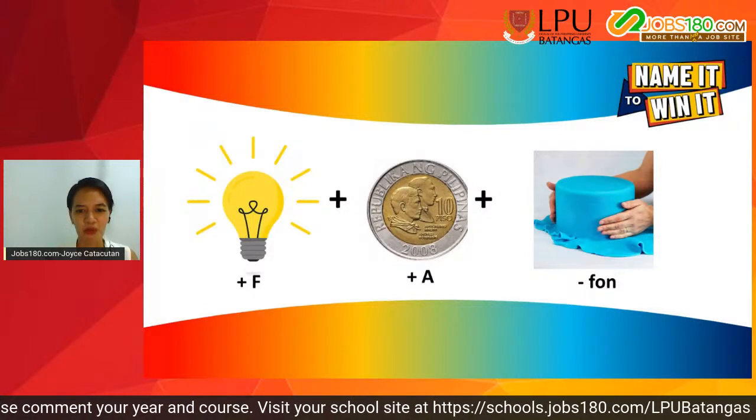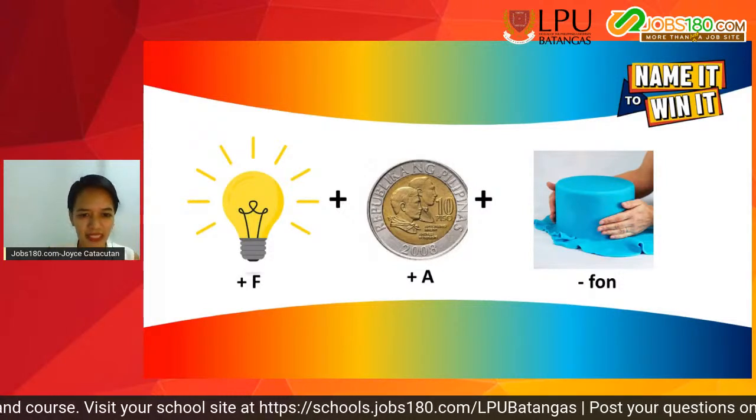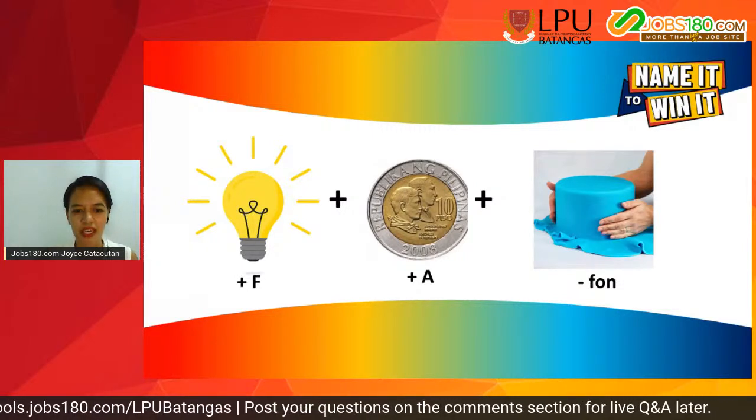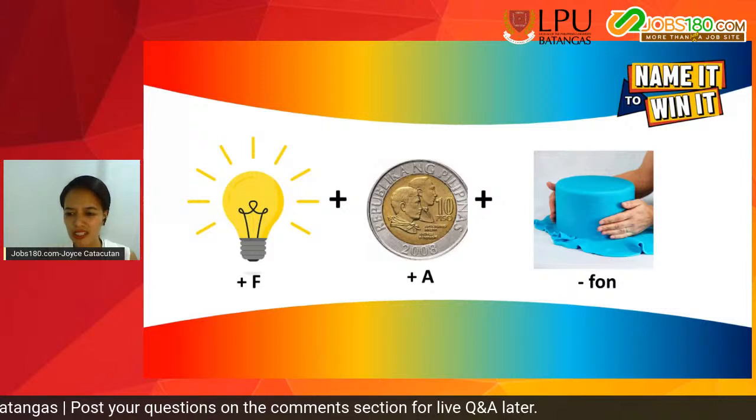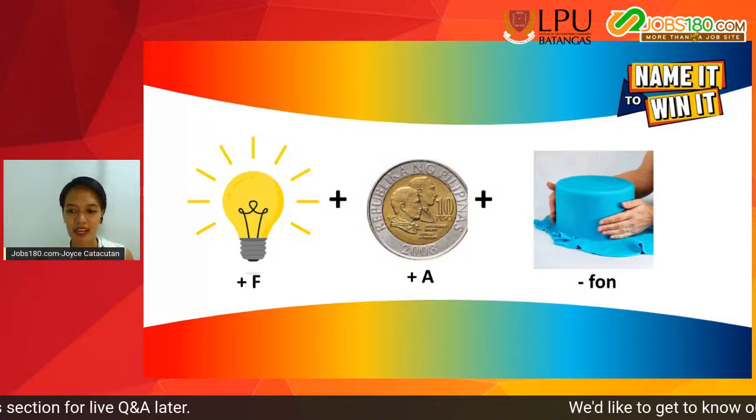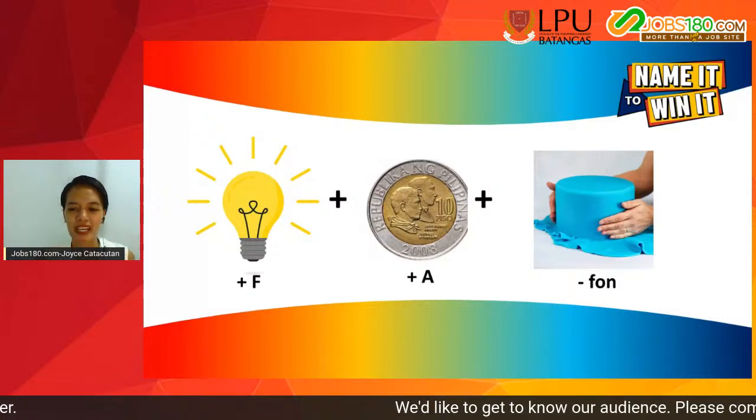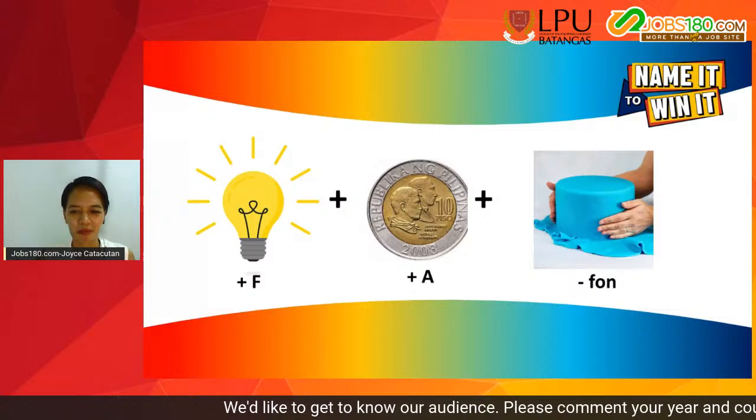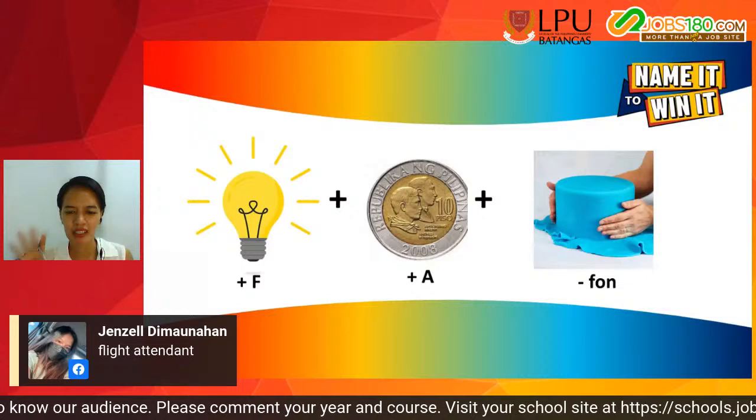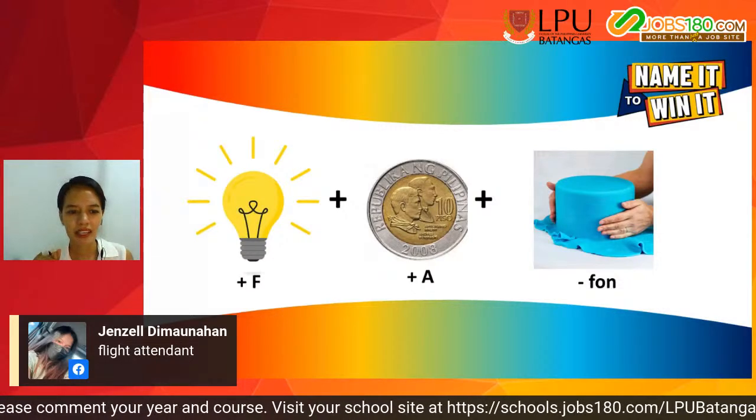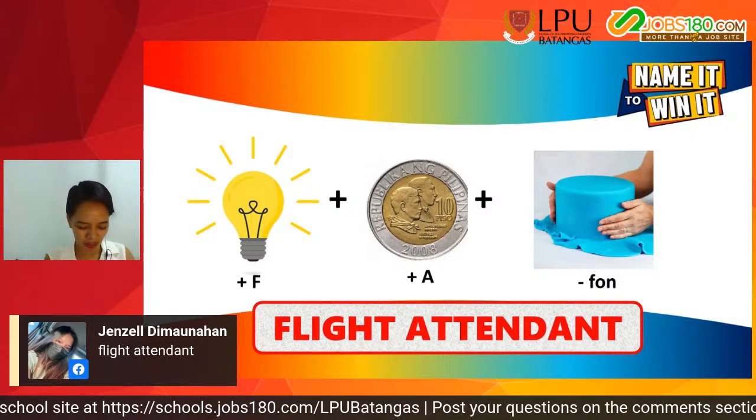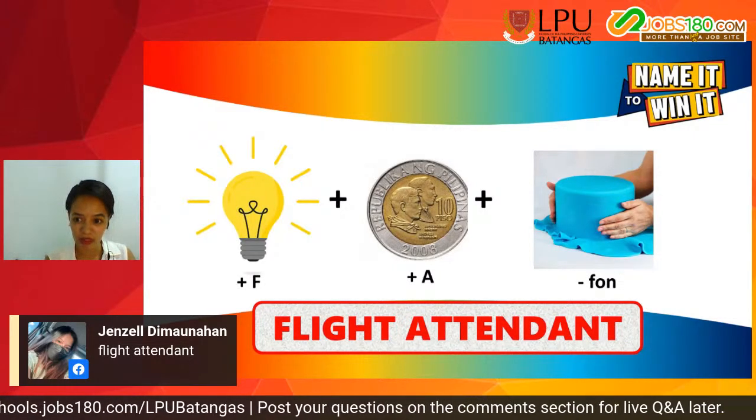Okay. So for our first, ayan, meron tayong picture ng bulb or light. We also have a 10 peso coin and cake ba to? Ayan. Yung una pong makakahula ng tamang sagot ay may naghihintay na prize from Alumni and Placement Office. Meron po ba? May bulb, may 10 peso coin, and then parang, ano ba to? May nag-answer ng flight attendant. Is this correct? Correct! So we have winner Jenzel. Di maunahan, pero naunahan ka, Miss Jenzel.